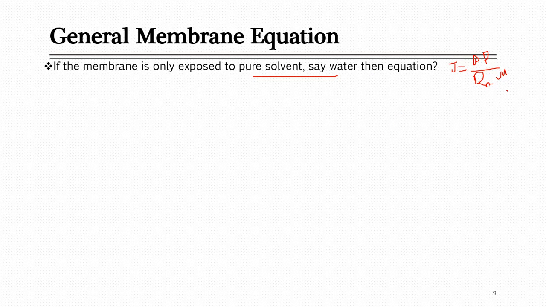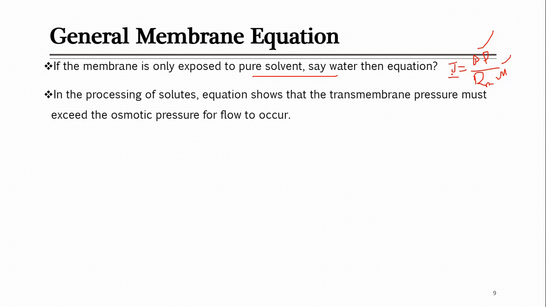Here the more important factors are the resistance of the membrane for that solvent, as well as the pressure difference between the two ends, and at a given temperature and pressure, the viscosity of the system will affect the flux J. This was for pure solvent, but now consider solutes present in your system. This equation shows that the transmembrane pressure must exceed the osmotic pressure for flow to occur.